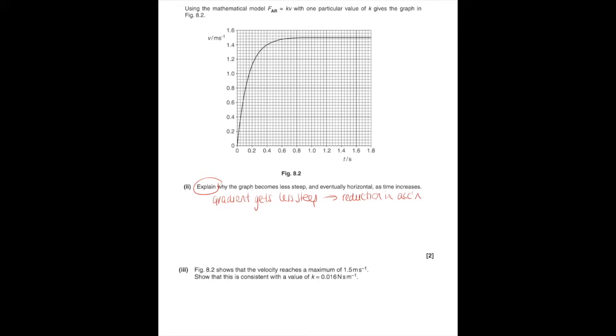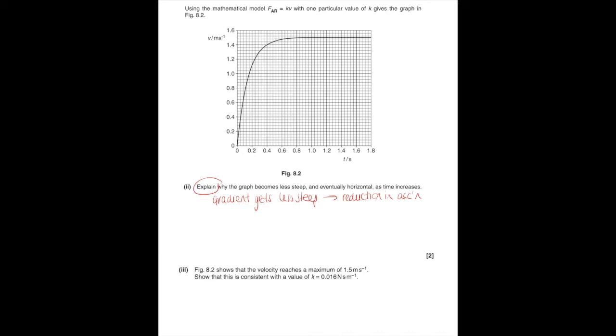Now think about this. Why would our acceleration be getting less? Well, if you want to change the motion of an object, you have to change the resultant forces acting on it. So if our acceleration is reducing, we must have a smaller resultant force. Why do we have a smaller resultant force? Because the faster our balloon is moving, the greater the value of the air resistance.